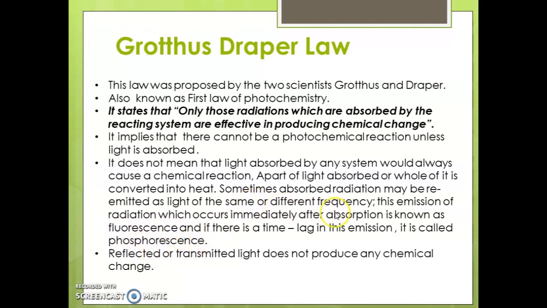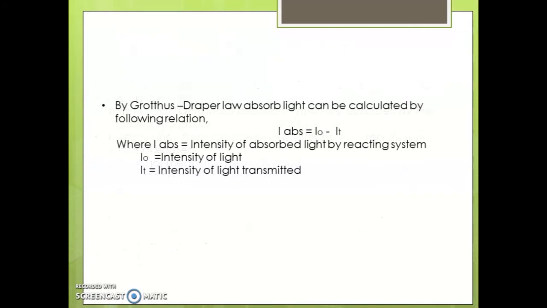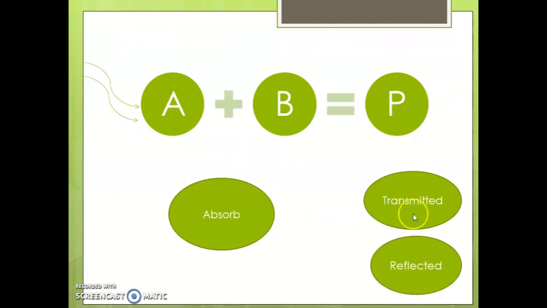Fluorescence means the absorbed radiation is re-emitted as light of the same or different frequency. This emission of radiation which occurs immediately after absorption is known as fluorescence. And if there is a time lag in this emission, it is called phosphorescence. One important point in the Grotthus Draper law is that reflected or transmitted light does not produce any chemical change.